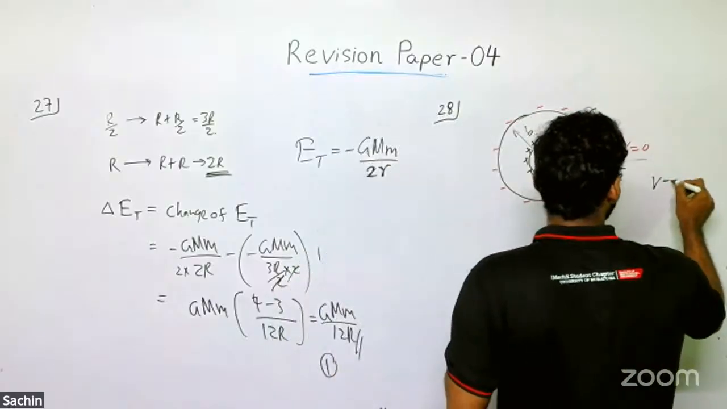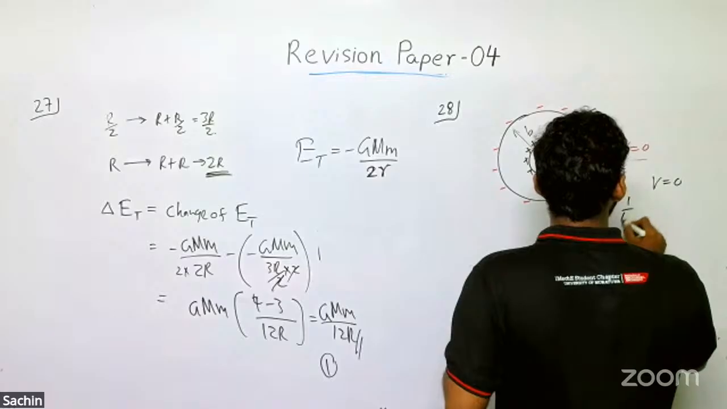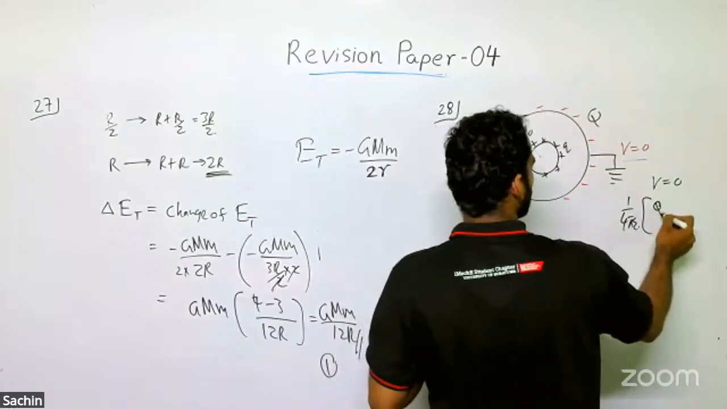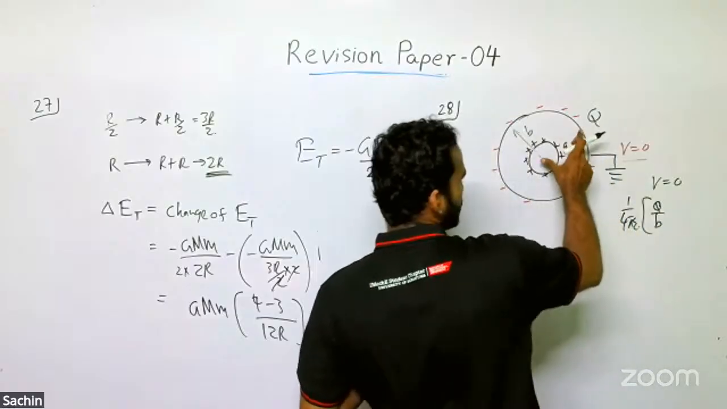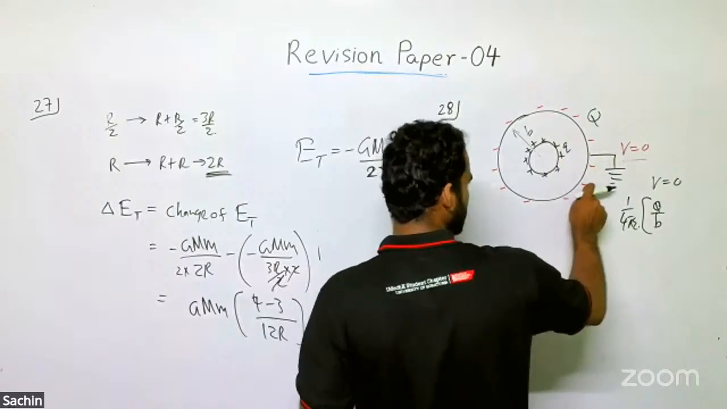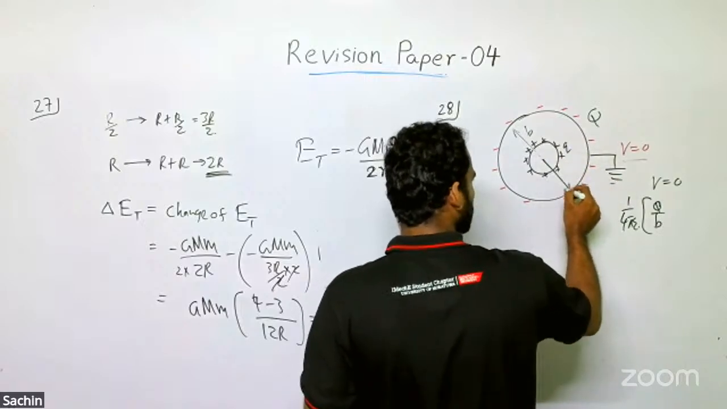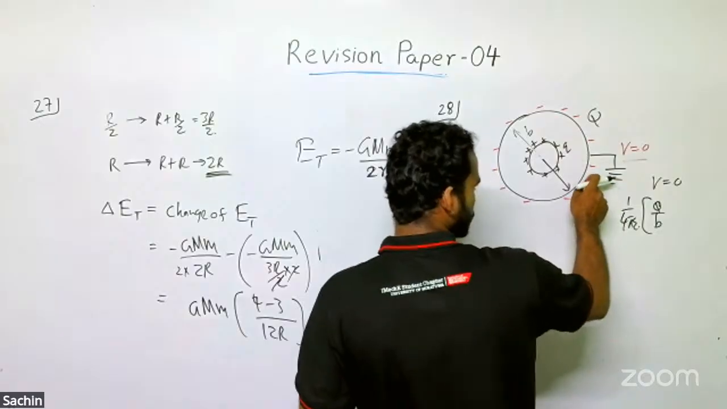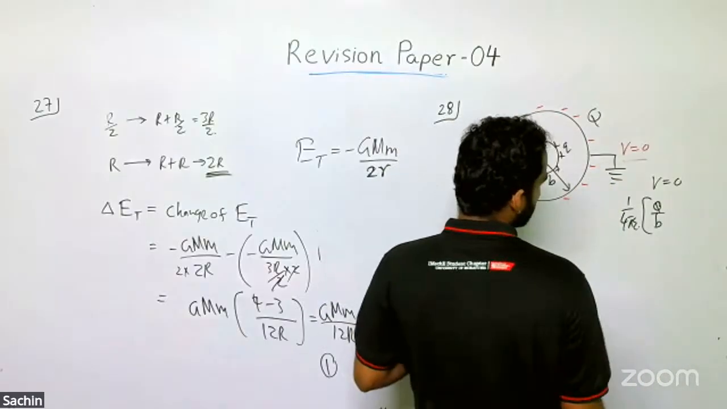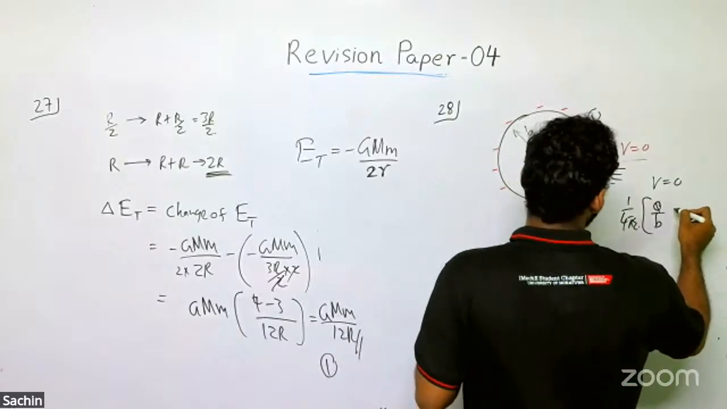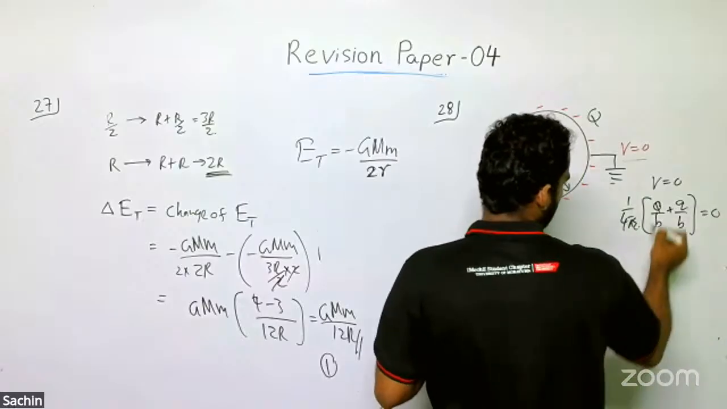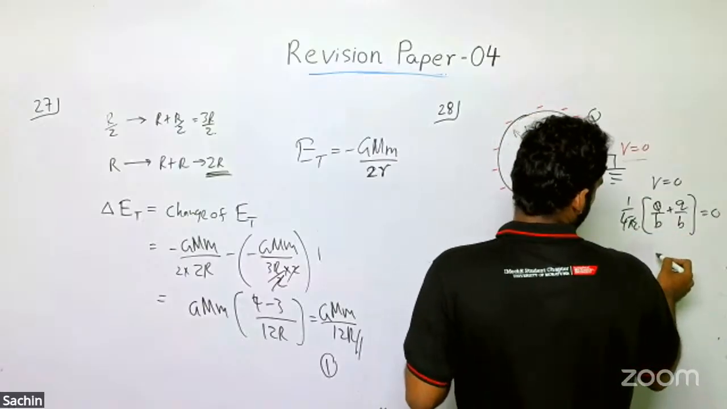So the total potential will be 0, 1 over 4 pi epsilon. The potential given by this one is Q over a, on its surface, the radius should be the same radius. And the potential by this plus Q on this surface, when you are calculating it, that is an outer point compared to this surface. So you should consider the distance to the same surface. So that is plus Q over b. It should be 0.